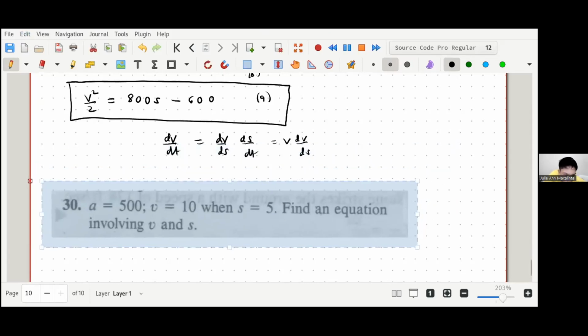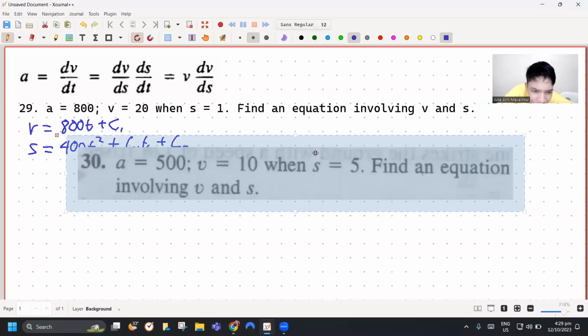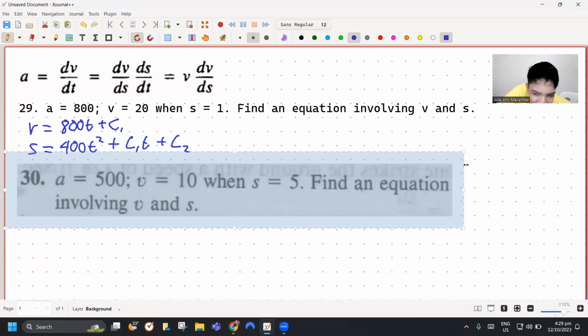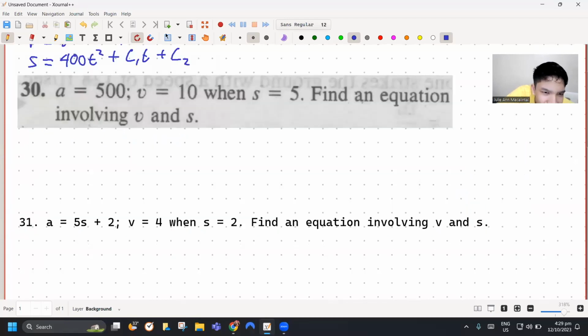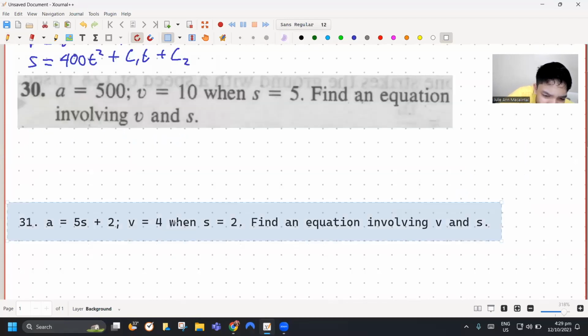Tingnan mo. Yan. So, stop sharing na ako ulit. Sinend niya po yung number 30. Ay, hindi pala. So, lahat ng pages sa exercises. Tingnan mo. 30. Nice. Okay. Bye-bye. Okay.